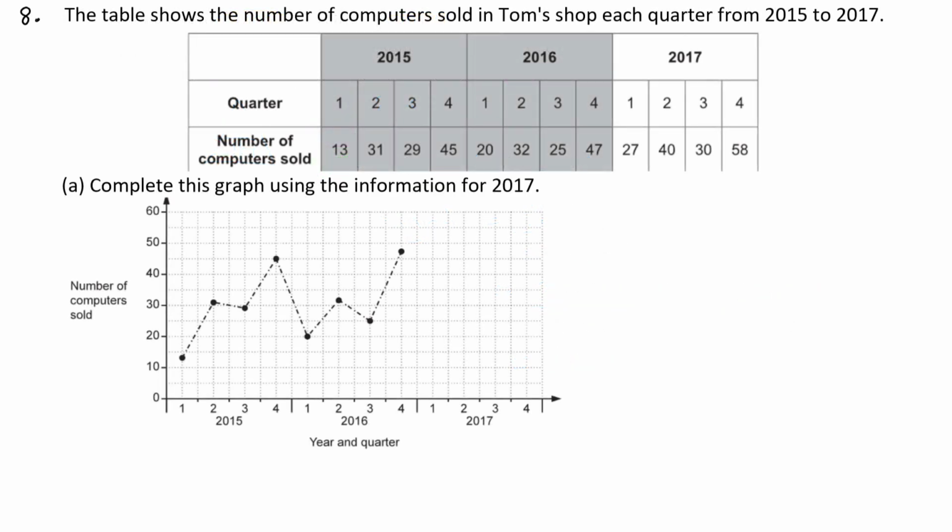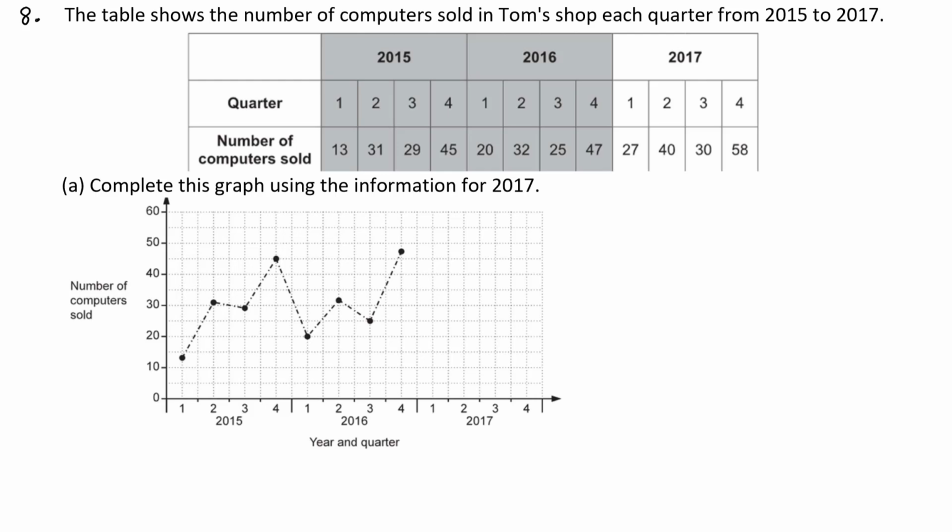Question 8. The table shows the number of computers sold in Tom's shop each quarter from 2015 to 2017. So you can see that the first 8 quarters have been plotted. So that's all the 2015 values and all the 2016 values. Looks like his sales are a bit seasonal, aren't they? They go up and down. So the fourth quarter is the highest on both. It's probably because it's Christmas or something like that.